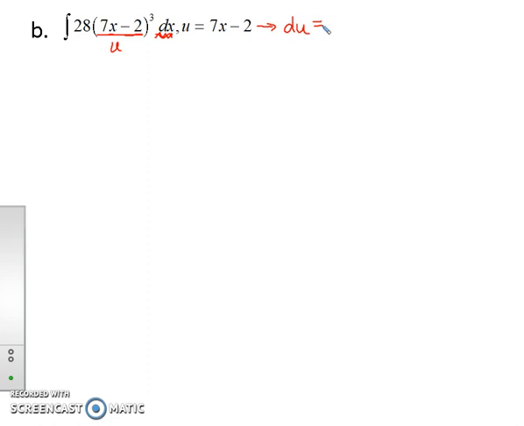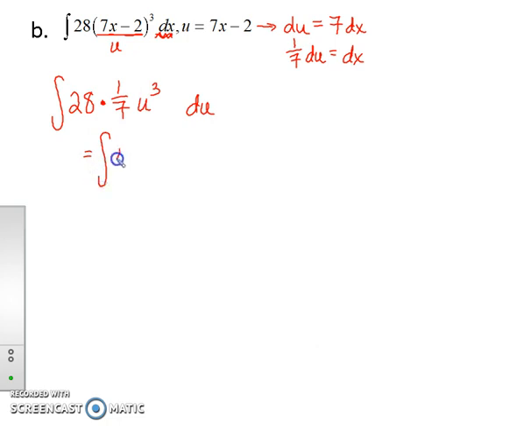So the derivative of 7x minus 2 is 7, but it was a derivative in terms of x, so I'm going to write dx next to it. I don't have a 7 dx over in my integral. I have a dx. So 1/7 du is equal to dx. So that makes my integral, the 28 is still there, but I would have a 1/7 du. And instead of 7x minus 2 quantity cubed, it's just going to be u cubed. Well, that becomes 28 times 1/7 is 4 u to the third du. So then it's a real simple reverse power rule.